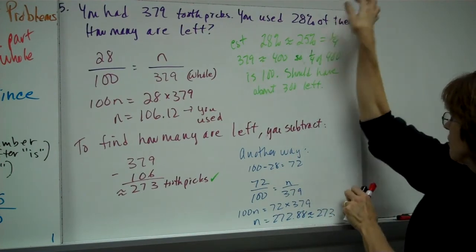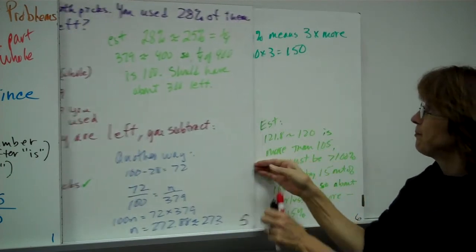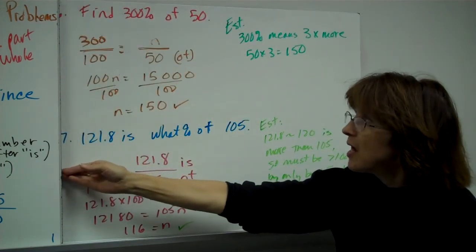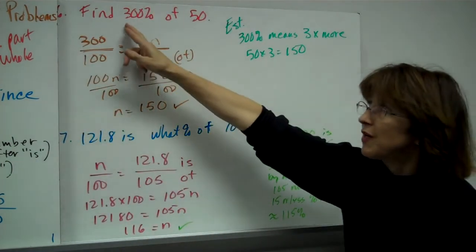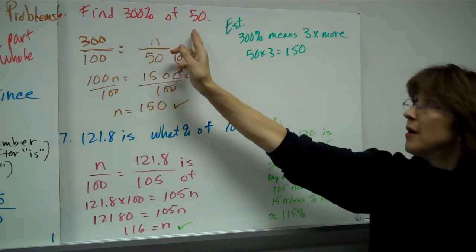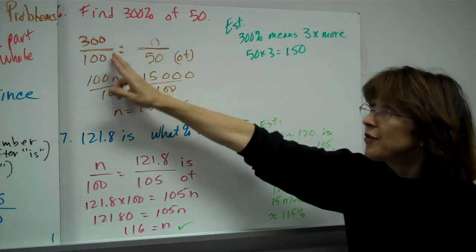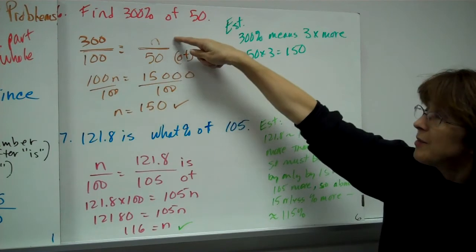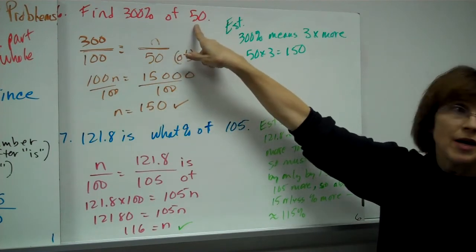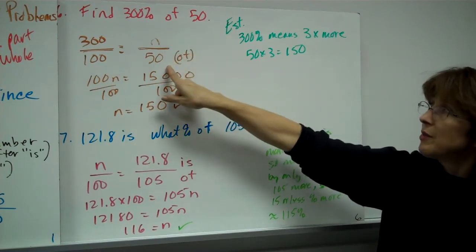Okay, one last board here. We're almost done. Sometimes the number is going to be bigger. Sometimes you have to find 300% of 50. So it's going to be 300 over 100 is equal to some number over 50. Remember, the word after the of is your whole. That goes on the bottom.